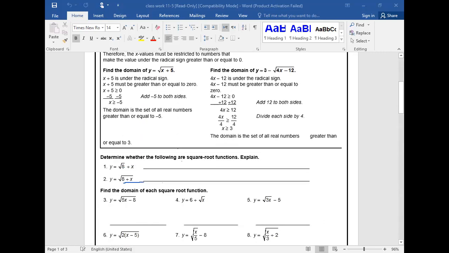This is just an exercise. Determine whether each of the following is a square root function. Is y equal to square root 8 plus x a square root function? No, it will not be a square root function. Why? Because x is not under the square root sign. What about this one, y equal to the square root of 8 plus x? Yes, it is a square root function. Why? Because the variable x, or the independent variable, is under the square root sign.